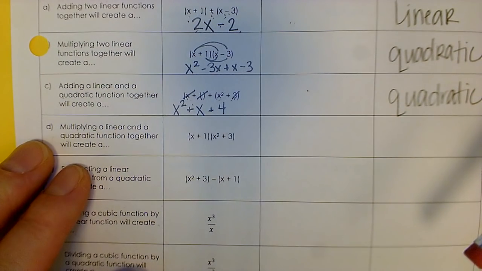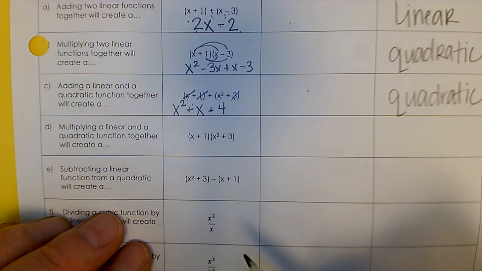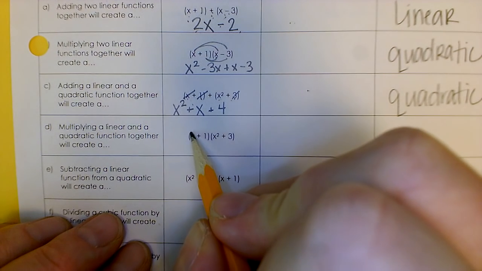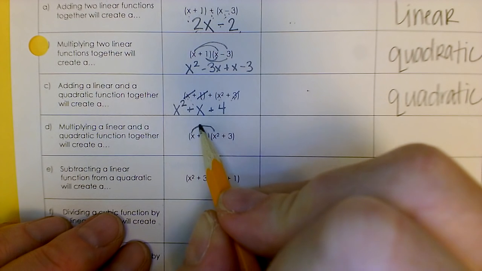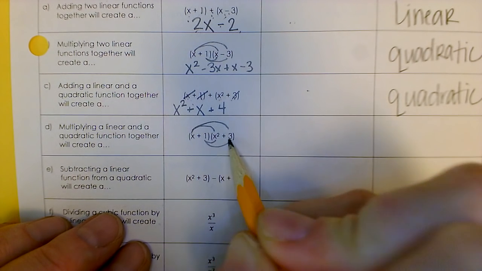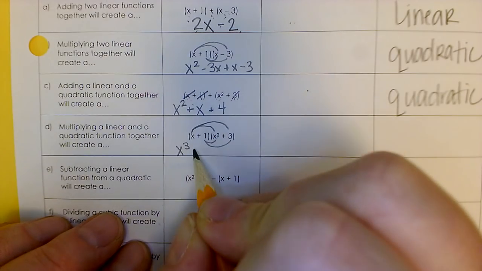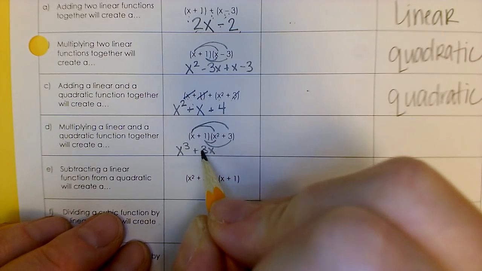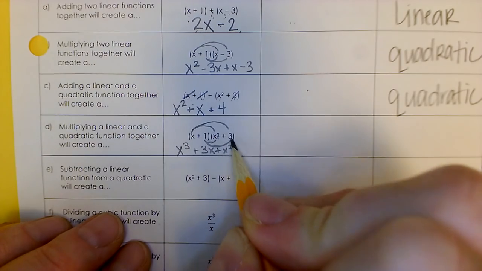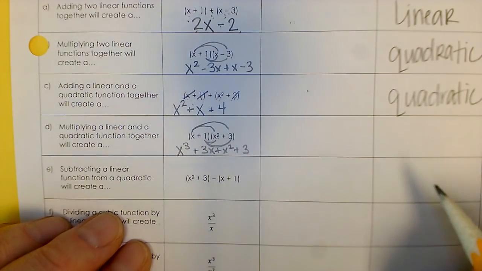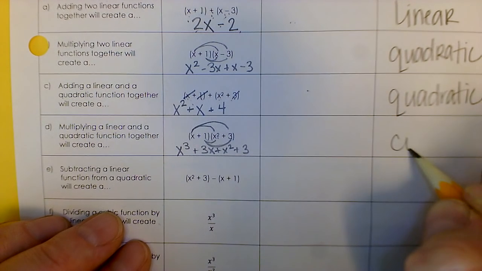If I multiply a linear and a quadratic function together, what happens if I multiply these two? Well, if I multiply, take your guess. I'm going to FOIL, and I get x cubed plus 3x plus x squared plus 3. So what's my highest? My highest is 3, so it's cubic.